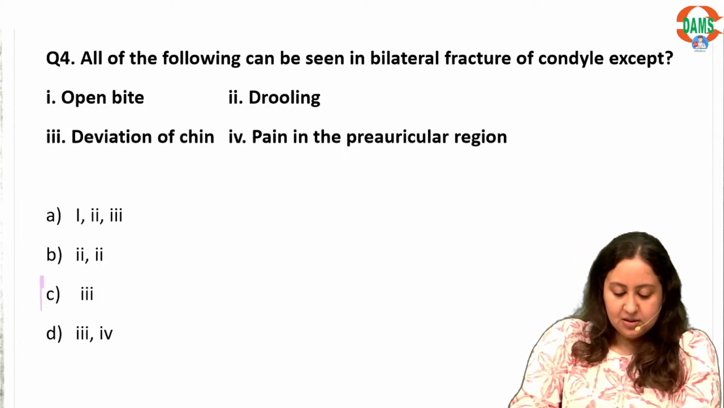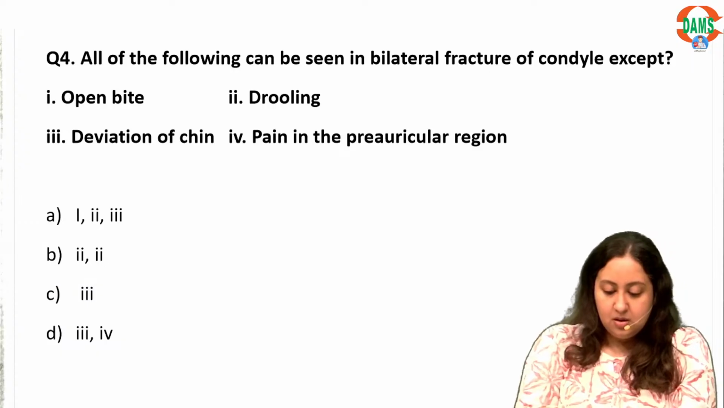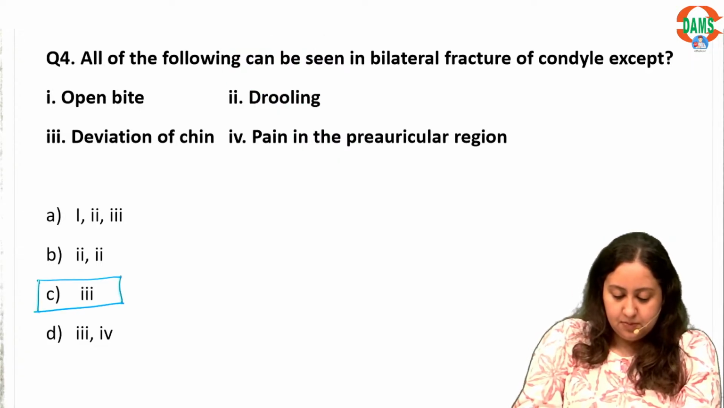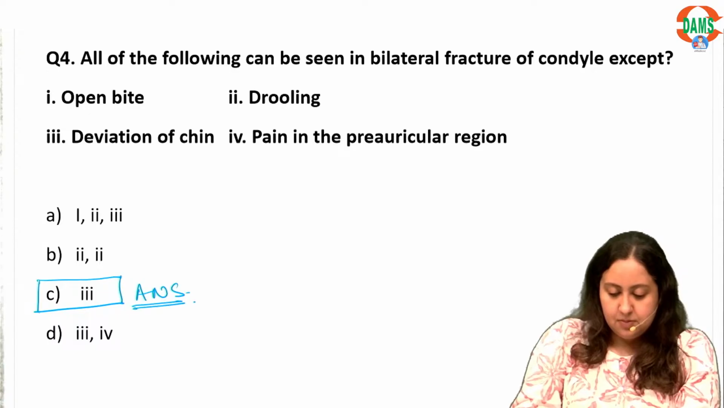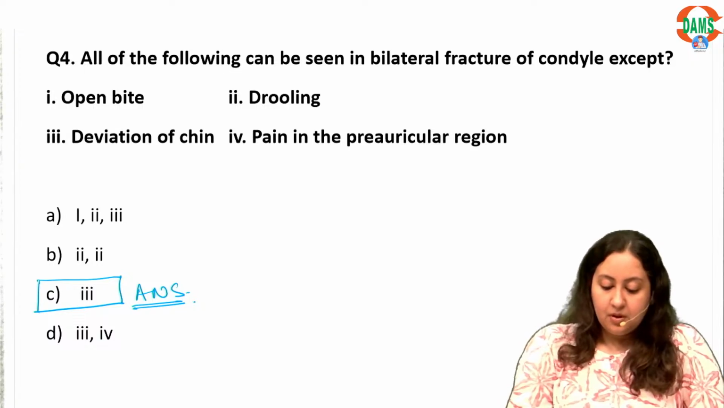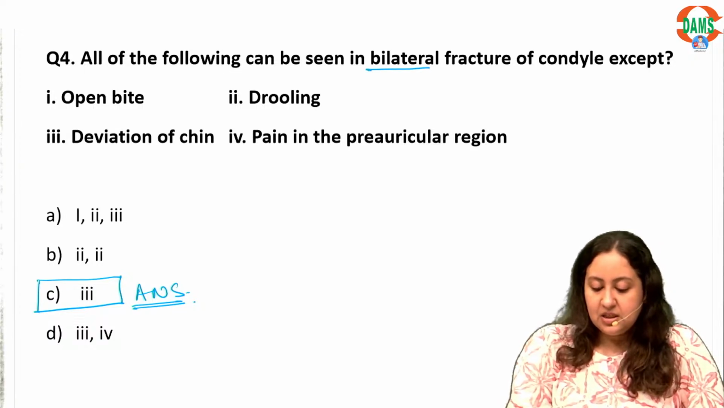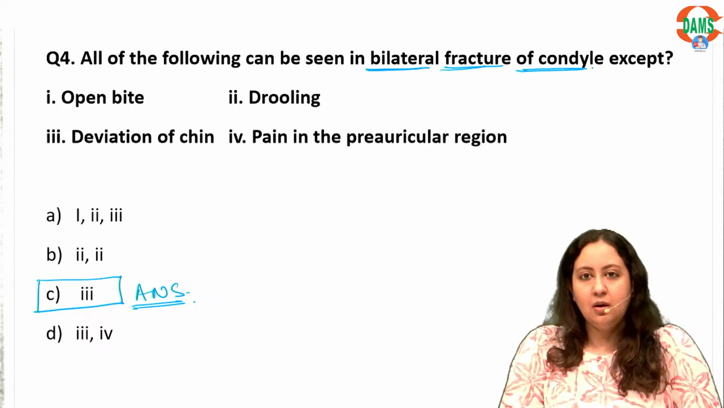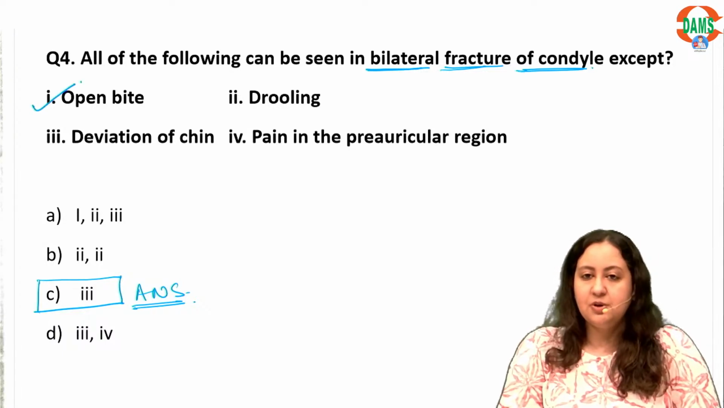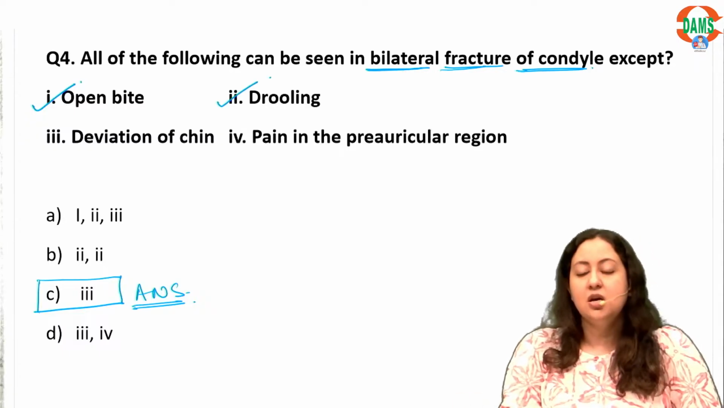Yes, so the correct answer is C. Now, let me just explain. It's asking you about features of bilateral fracture of condyle. So do you see an open bite in bilateral fracture of condyle? Yes. Do we see drooling? Yes, because of open bite, there is going to be drooling because of the patient's inability to close his or her mouth.